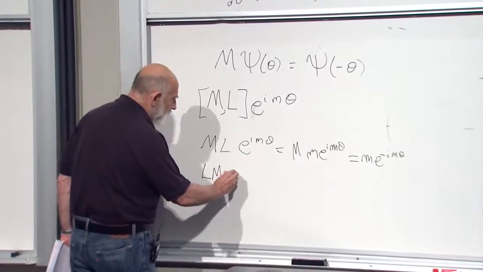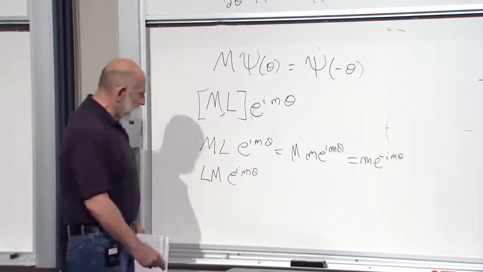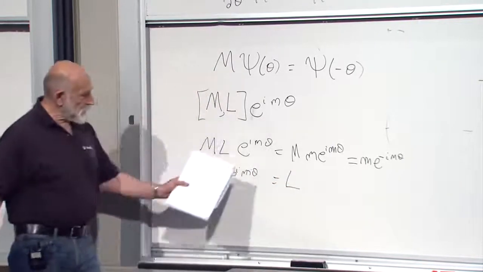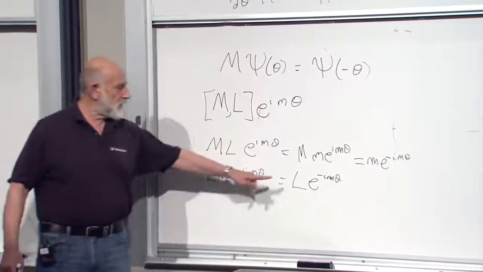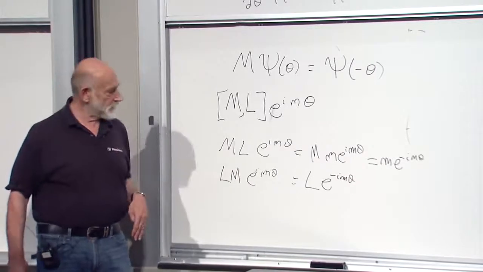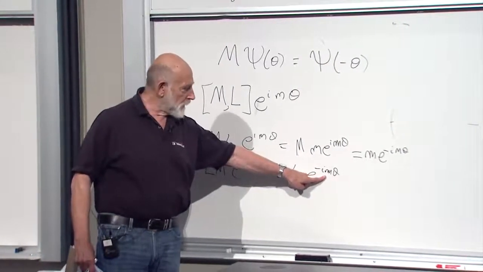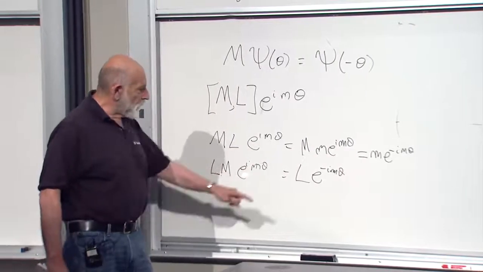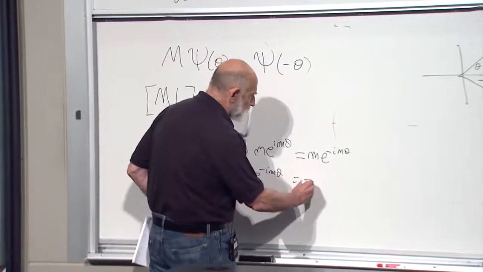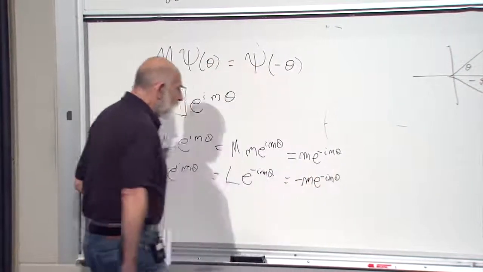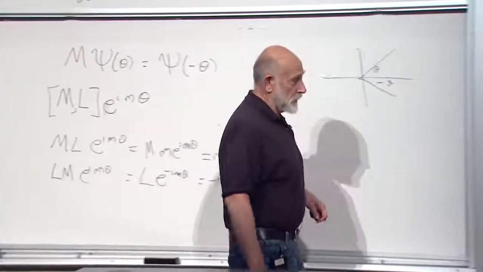Okay, let's do it in the opposite order. L M e to the i m theta. Now in the opposite order, first M acts. And that gives us L. When M acts, it changes the sign of theta and gives us e to the minus i m theta. But what happens when L hits e to the minus i m theta? Anybody got a good idea? It brings down a minus m. By reflecting, we've changed the sign of the angular momentum, so the angular momentum operator gives us the minus of what it gave before. It gives us minus m e to the minus i m theta. So the answer is that M and L, angular momentum and the reflection operator, don't commute with each other.